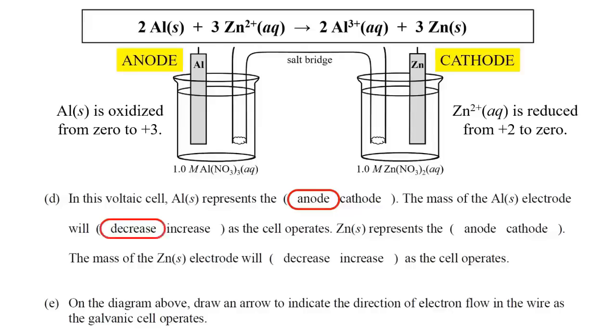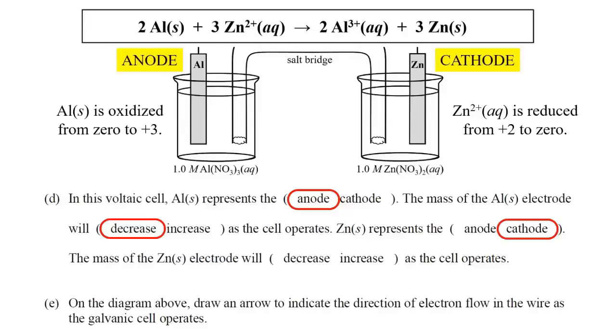Now, for the zinc, which is going to be the site of reduction, that's going to be the cathode, what's happening at that particular half cell is that aqueous ions of zinc are being converted into atoms of solid zinc that are going to be deposited on that electrode.